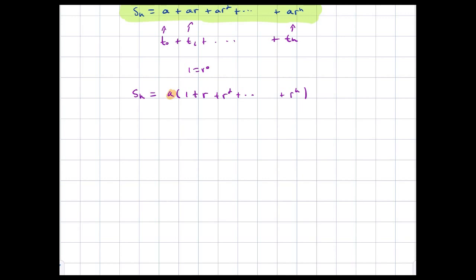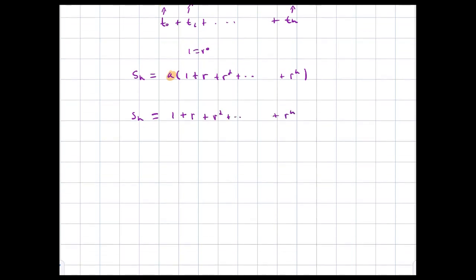Okay, so I'm just going to say Sn is 1 plus r plus r squared all the way through r to the n. And I want to figure out a nice, convenient, compact way of expressing this. In particular, I want to find a way to express it that allows me to see when it converges or diverges.